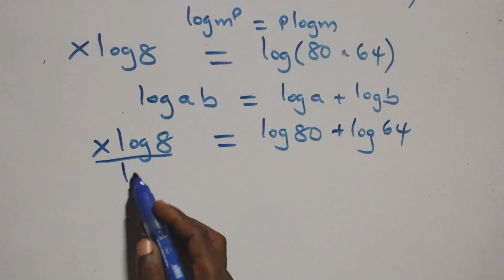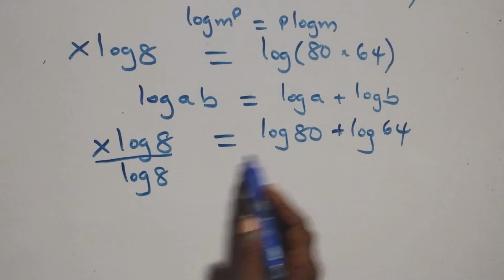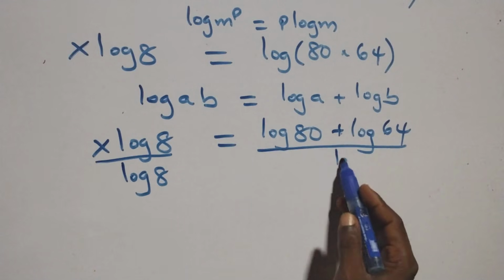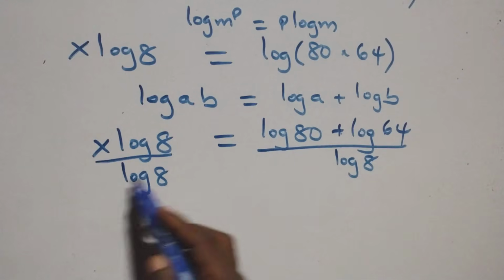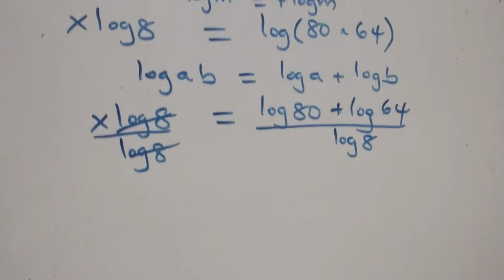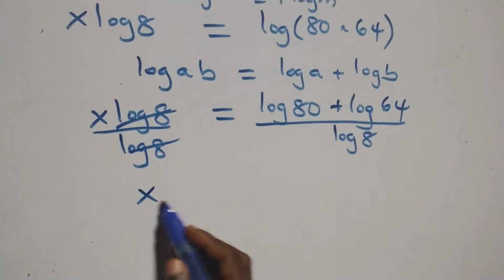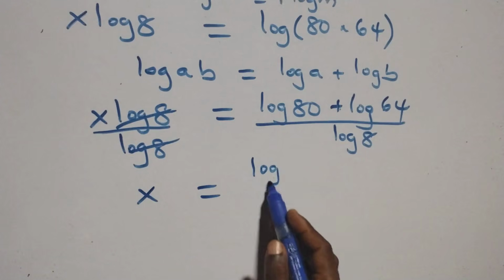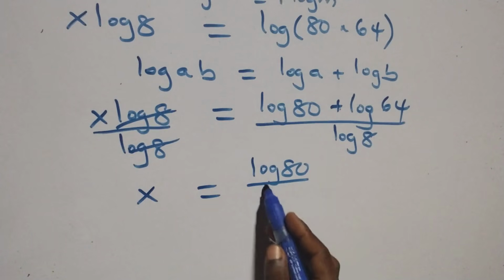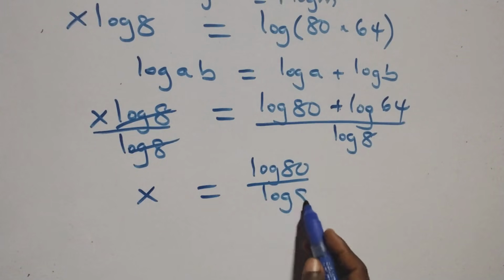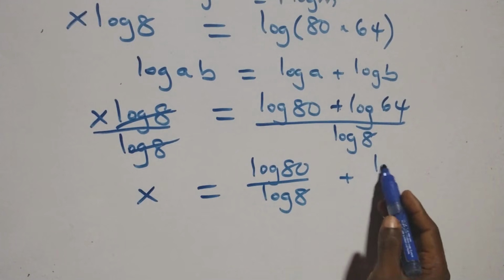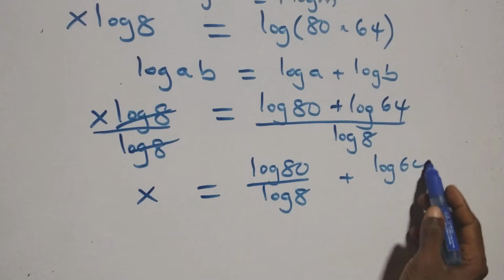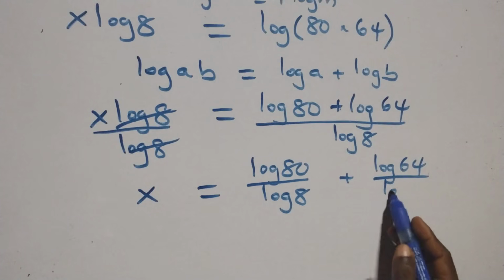Then divide both sides by log 8. Divide this side by log 8, also divide this side by log 8. Then log 8 cancels each other here. This becomes x equals, separating this into two fractions, log 80 over log 8 plus log 64 over log 8.